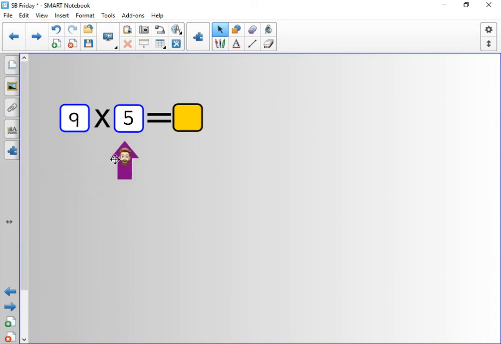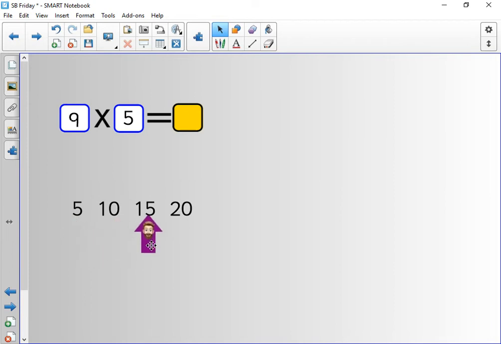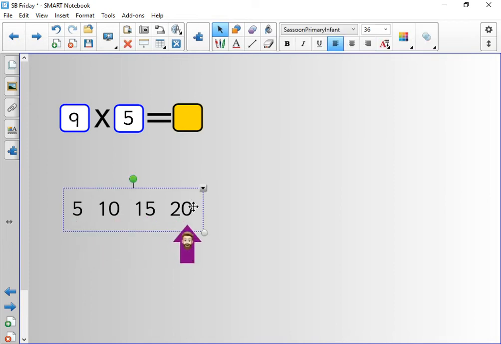9 multiplied by 5 equals. So I need 9 groups of 5. I need 9 5s. So I'm going to count in 5s this time, because that's what my calculation tells me to do. Am I going to write 0? Absolutely not. So let's try and write 9 5s. So we're going to count in 5 9 times. Are you ready? 5, 10, 15, 20. How many 5s have I got? 1, 2, 3, 4. Not there yet.